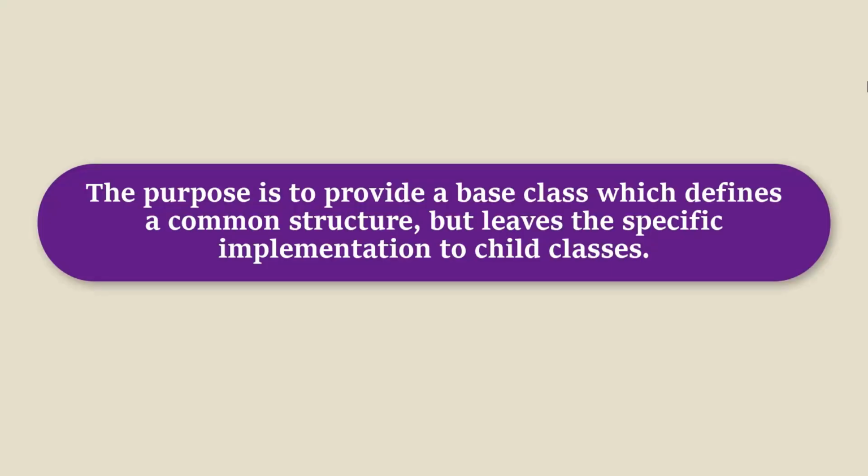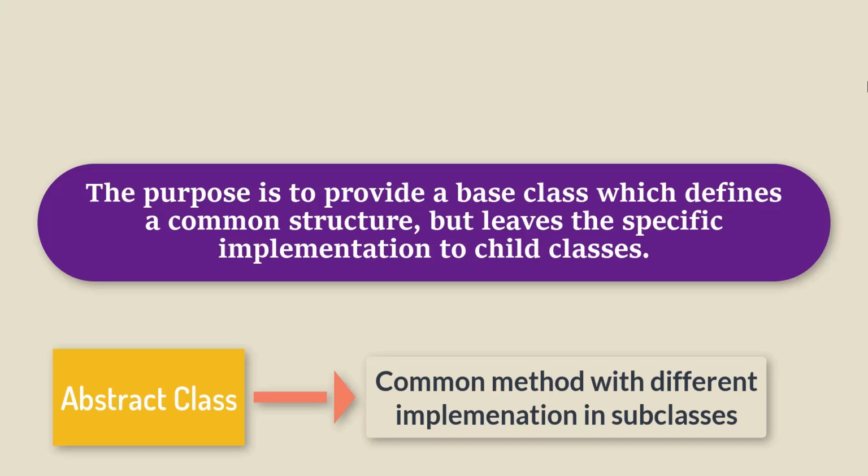So the main purpose of this abstract class is to provide the base class, which will define a common structure shared among the subclasses. But the implementation of this common structure or common methods will be specific to the child classes. Okay, they can implement as per their requirement.